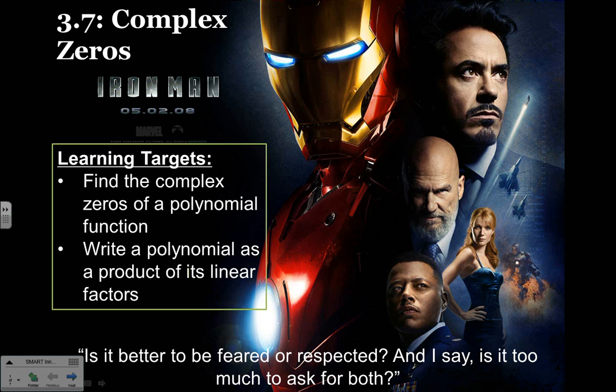when we would get an imaginary number, now we're going to keep going and find the imaginary and complex solutions as well. So now when we say the complex zeros, when we say complex, that includes all imaginary and real numbers. So we want to find the complex zero, which is any imaginary zero and any real zero.